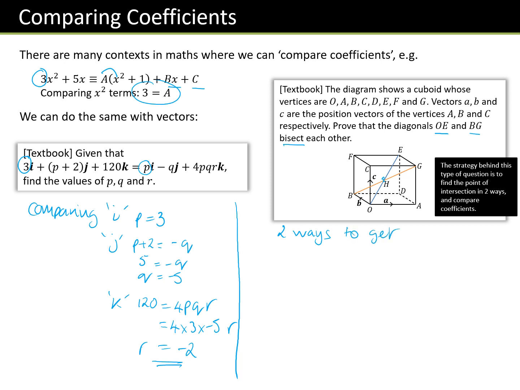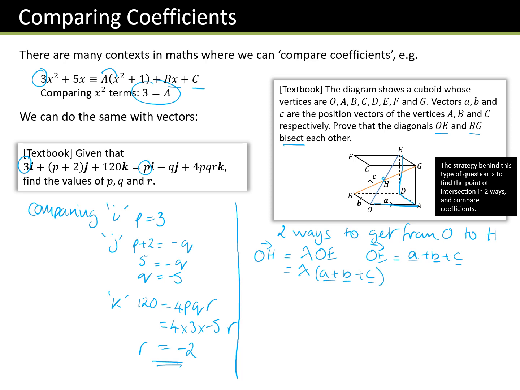get from O to H. So O to H is going to equal, now go along the blue line, it's going to be some scalar multiple of O to E. So I'm going to call that scalar multiple lambda O to E. And O to E, using the vectors on the shape, is along A, back along B, and up C. So O to E is A plus B plus C. They're the vectors that we've got on the shape. So lambda of it is going to be lambda A, lambda B, and lambda C.